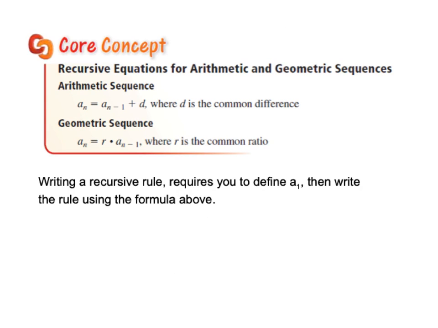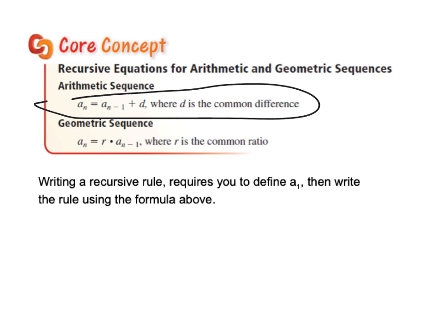Our rules are up here. For a recursive rule for an arithmetic sequence, we would have a sub n equals a sub n minus 1, plus d. That means you take the previous term, the term a sub n minus 1 is the term before a sub n, and you just add your common difference to it, and that'll give you your next term. For the geometric sequence, you are looking at a sub n equals your common ratio times a sub n minus 1, which basically means you take your term right before the one that you want, multiply it by your ratio, and you get your next term.